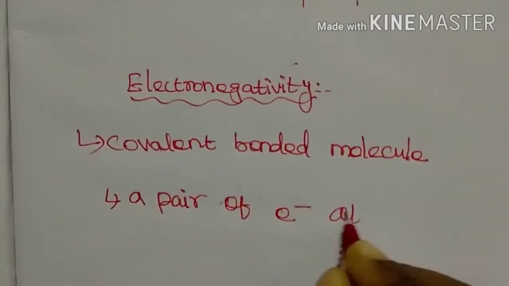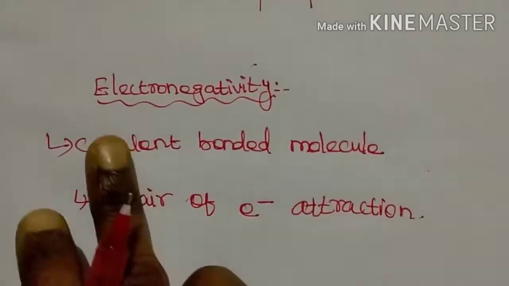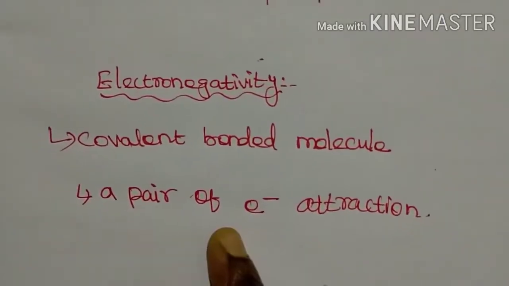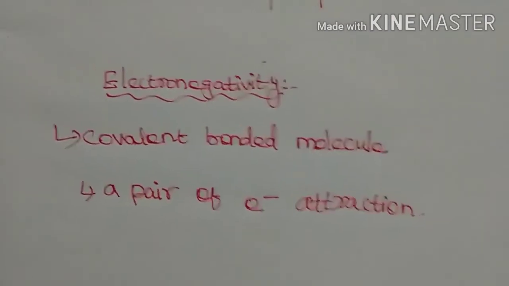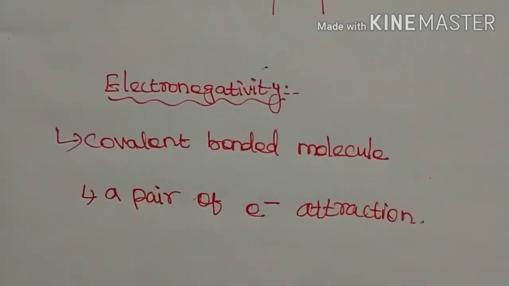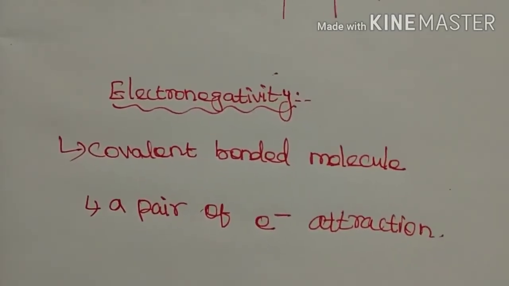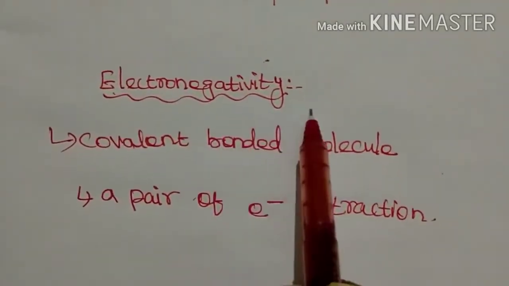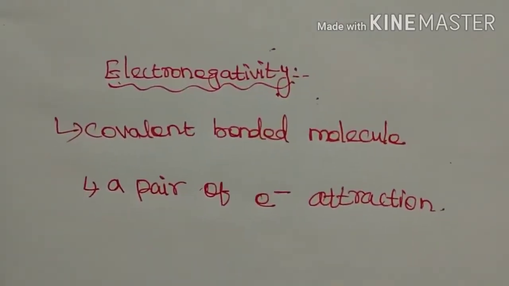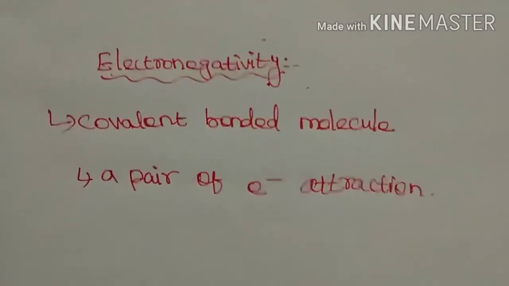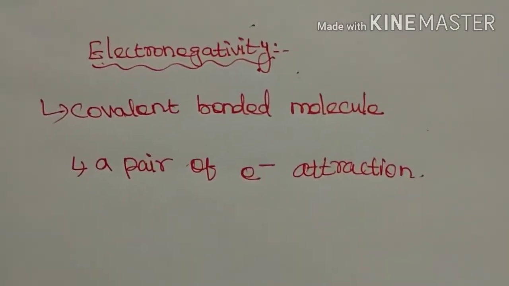Covalently bonded molecules attract a pair of electrons. So for the molecules which are covalently bonded, the ability to attract the pair of electrons is electronegativity. That is called electronegativity. And electronegativity is not a measurable quantity. However, we can calculate it by Pauling's method.